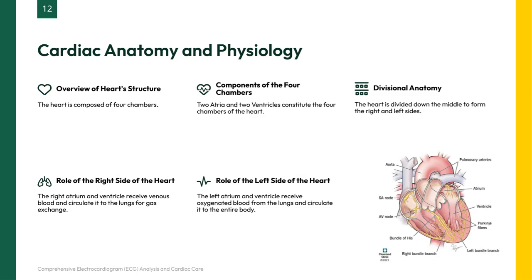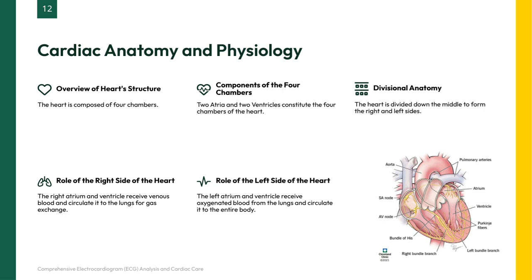The heart is made up of 4 distinct chambers that work together to keep blood flowing efficiently. These chambers are divided into 2 atria and 2 ventricles. The atria are the upper chambers, and the ventricles are the lower chambers. The heart itself is split down the middle into right and left sides, each with its specific functions. On the right side, the atrium and ventricle receive deoxygenated blood coming from the body and send it to the lungs so it can pick up oxygen. Meanwhile, the left side of the heart receives this oxygen-rich blood from the lungs and pumps it out to supply the entire body.